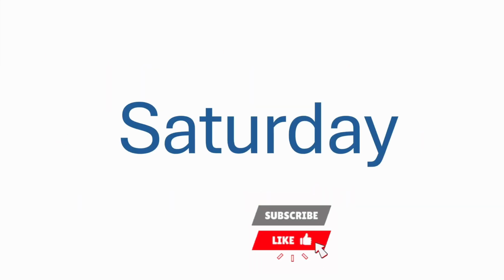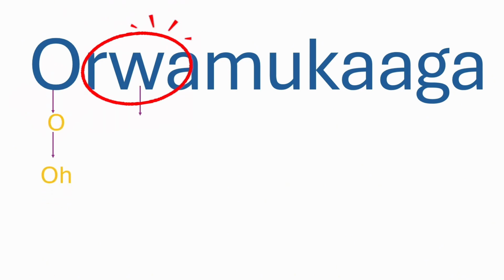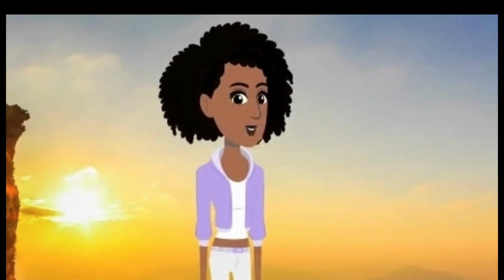The next word we are discussing is Saturday. This is the 6th day of the week. And the Rukiga word for Saturday is going to be Mukiga. We have O. R-W-A is Ra, as in wrath. M-U is Mu, as in moon, Ra Mu.